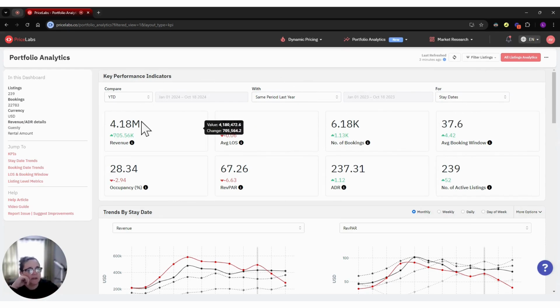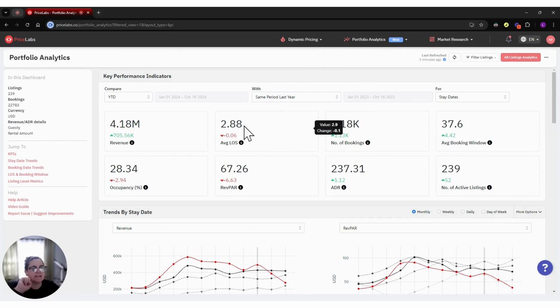So, as I mentioned, this top number is going to be your total revenue or whichever KPI we're looking at for this first period. And then the green and red are indicators of how you're currently performing compared to this second period that you've selected here. So in this instance, my year-to-date revenue is 4.18 million. This is fake, by the way. And that is up 705,000 from last year comparatively.